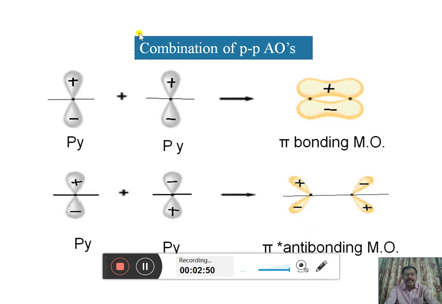Next combination: p orbital of one atom combines with the p orbital of another atom producing a pp combination. Here we have to take the py orbital, that is perpendicular to the internuclear axis, and another py orbital. They overlap with each other and electron density concentrates and produces a pi bonding molecular orbital. Here a lateral overlapping of the orbitals takes place. While py orbital and py orbital having here positive lobe, here negative lobe, there is overlapping but formation of a node and gives rise to pi star antibonding molecular orbital.